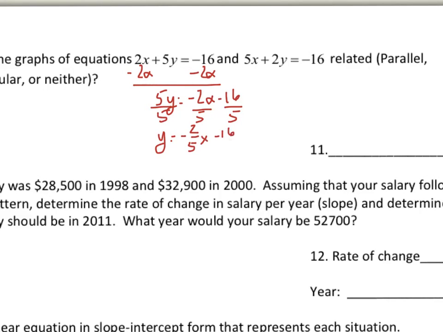This other part, it's not really even important. I don't even care about it. It has nothing to do with this particular problem. The part that I want is right here, the negative 2/5. I'm going to do the exact same thing for the other equation.